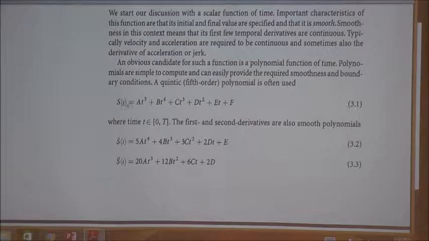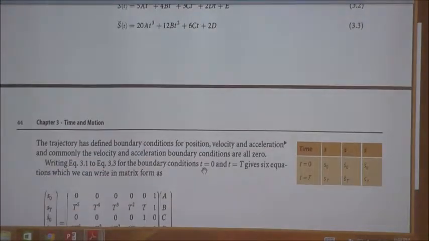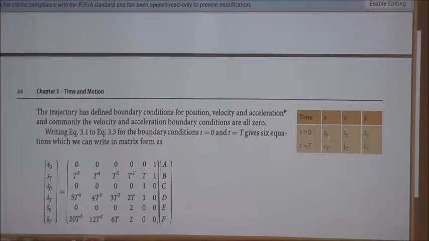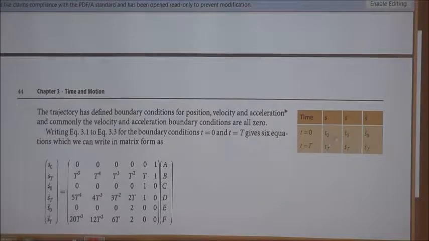If you take the derivative of this, you get this equation. Variable F drops out because it's constant. Take one more derivative, variable E drops out, and you get now only 4 variables. So these are the values which are given to you: 2 values for the position, initial and final position, initial and final velocity, initial and final acceleration. These are all given to you.